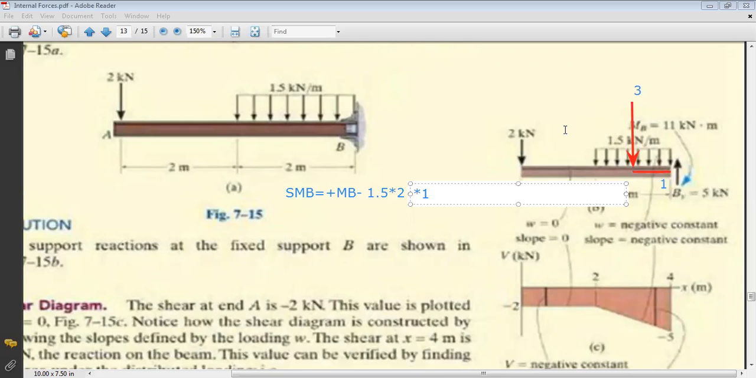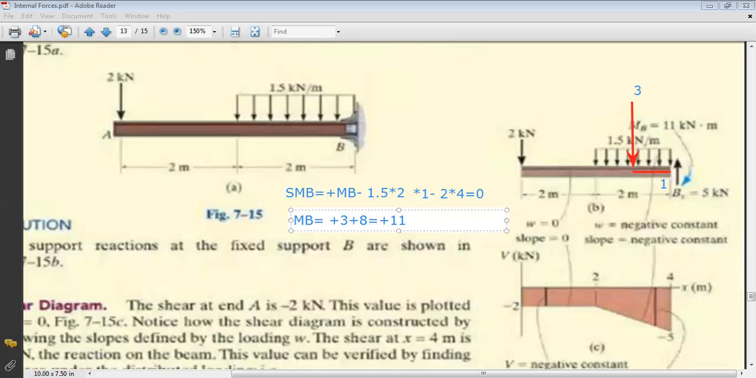And now for the 2 kilonewton force, it's also producing a negative moment in the counterclockwise direction. So it's minus 2 times the distance. What is the distance to B? It's 4. So times 4. So I get equal to 0. So I get that MB is equal to plus 3 plus 8, which is equal to plus 11. In this way, I verified my results.